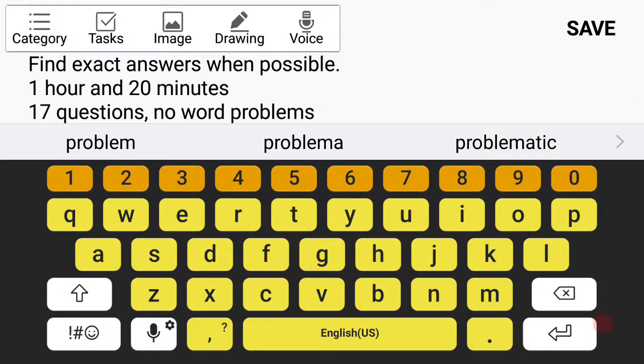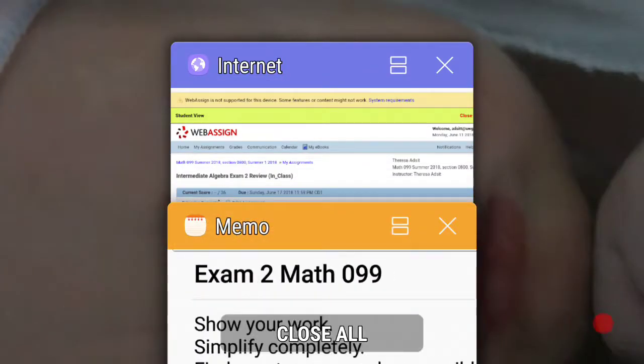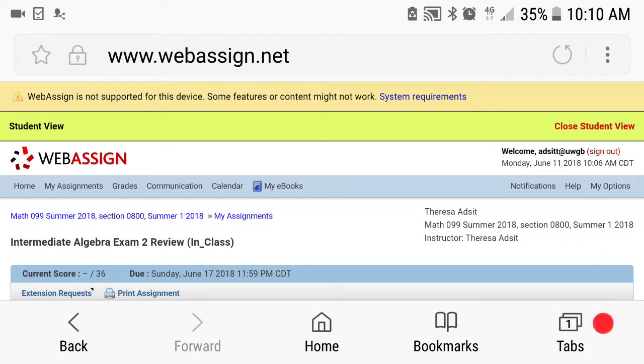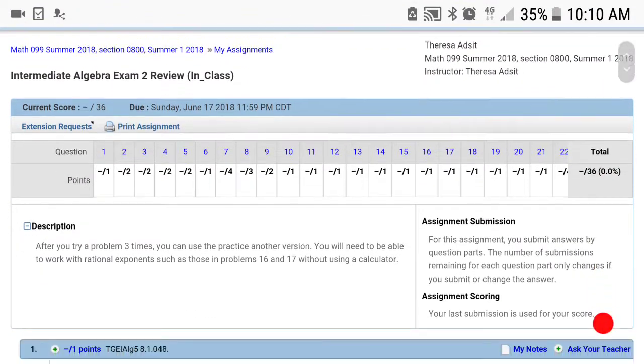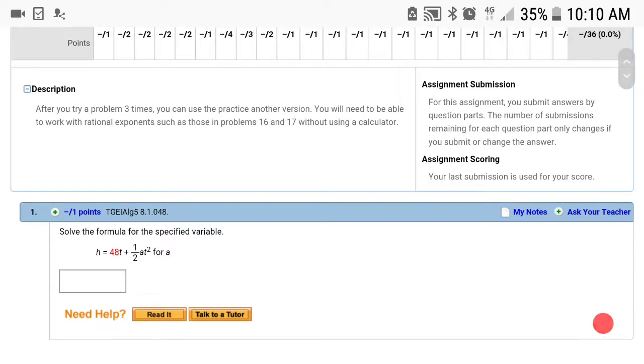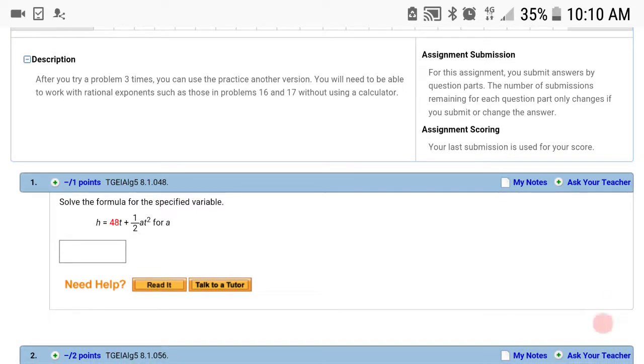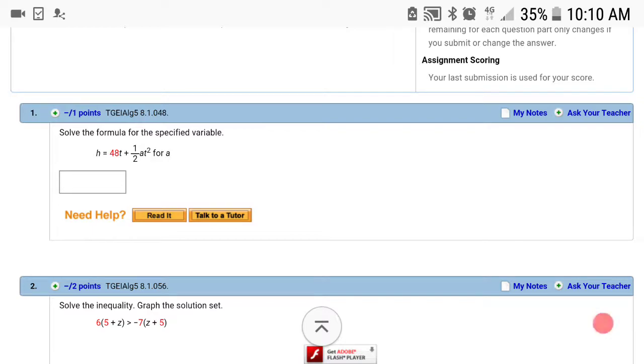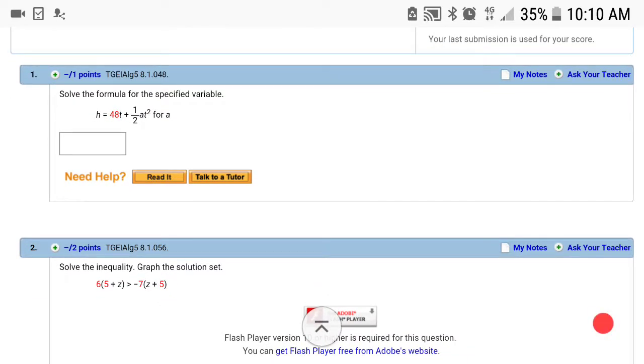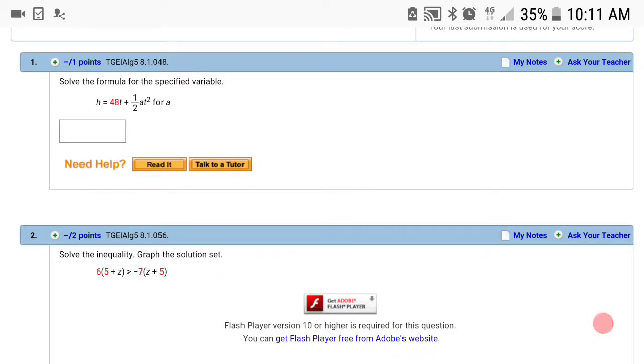Let's take a look at your review. The review helps you focus on what you need to know for the exam. As you're working on the review, if you try a problem 3 times, then the practice another version will be available, so you can practice another version. Remember, this isn't for a grade, so on this review assignment, you can just use it how you like. So you can expect, like problem 1, you can expect a formula to be solved. This is from your textbook in section 8.1.